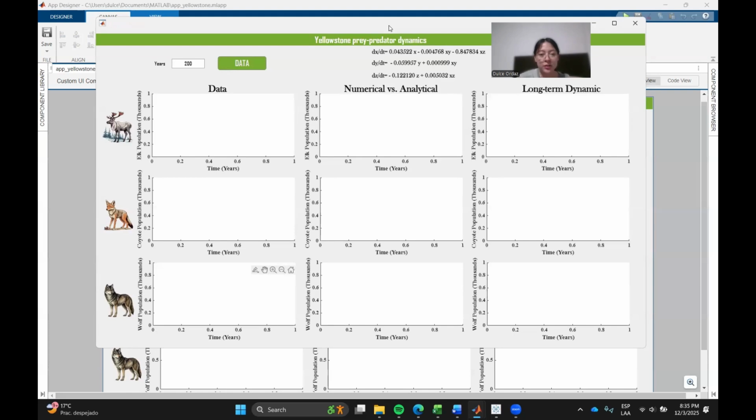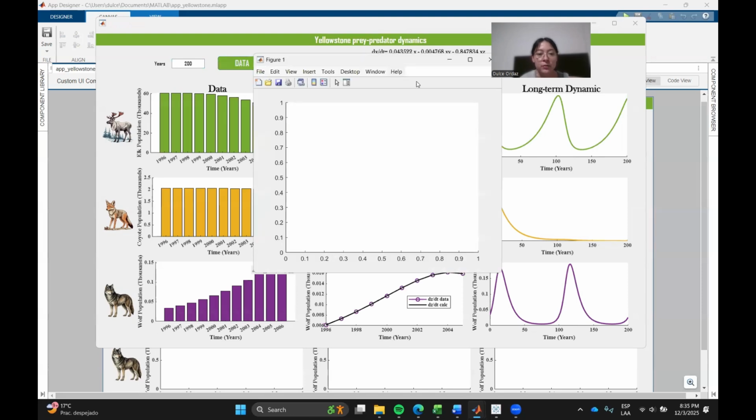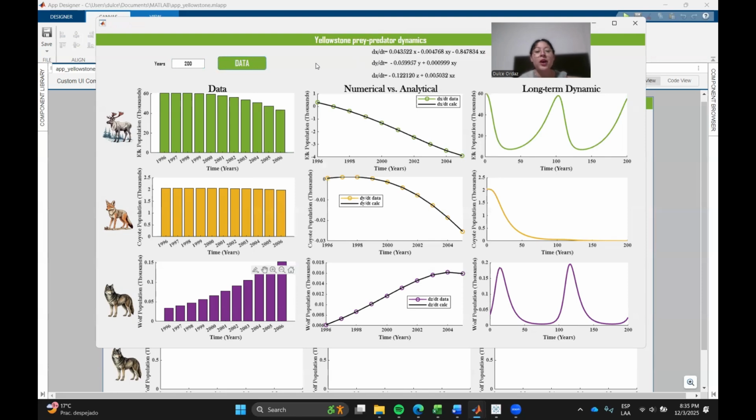here's my application after pushing the run button, and here the user will be able to put in the years that he or she decides. For instance, for the case of the report, the user asks for 200 years, and then I only have to push the data button. It's the only thing that the user has to do. I don't know why that figure one appears, but here are my plots.